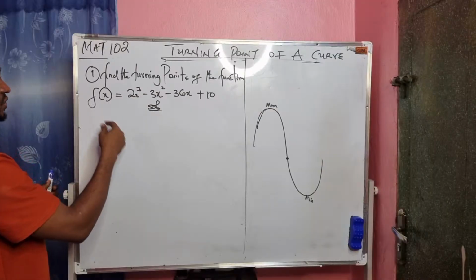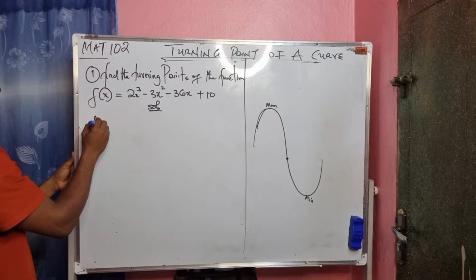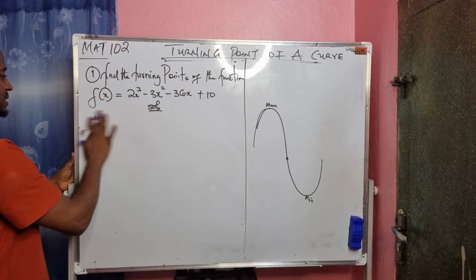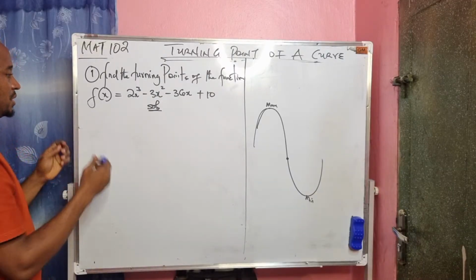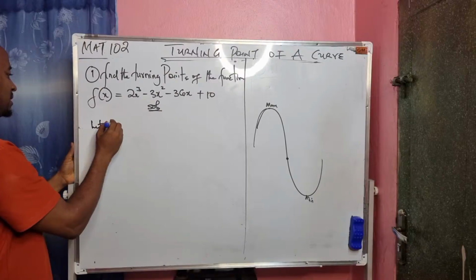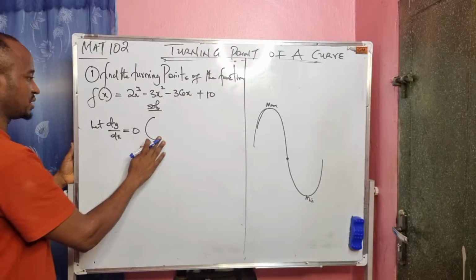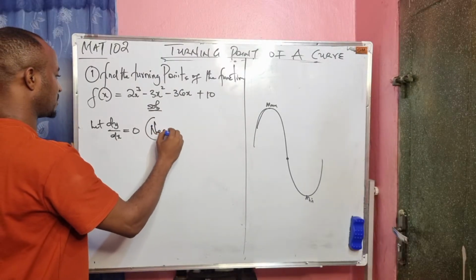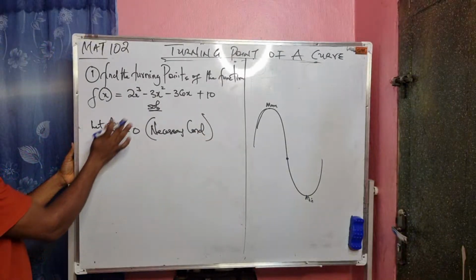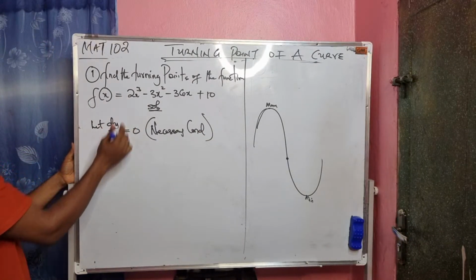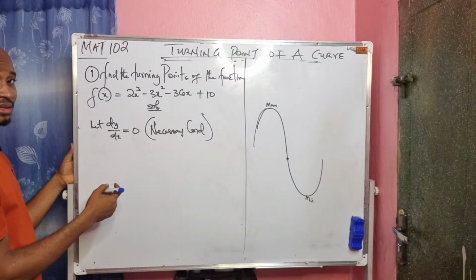f of x equals 2x cubed minus 3x squared minus 36x plus 10. So the first step is to find dy/dx. We have to differentiate this and set it equal to 0, or we say let dy/dx equal 0. This is called the necessary condition. So I will differentiate this using the power rule. All right, so let's go.